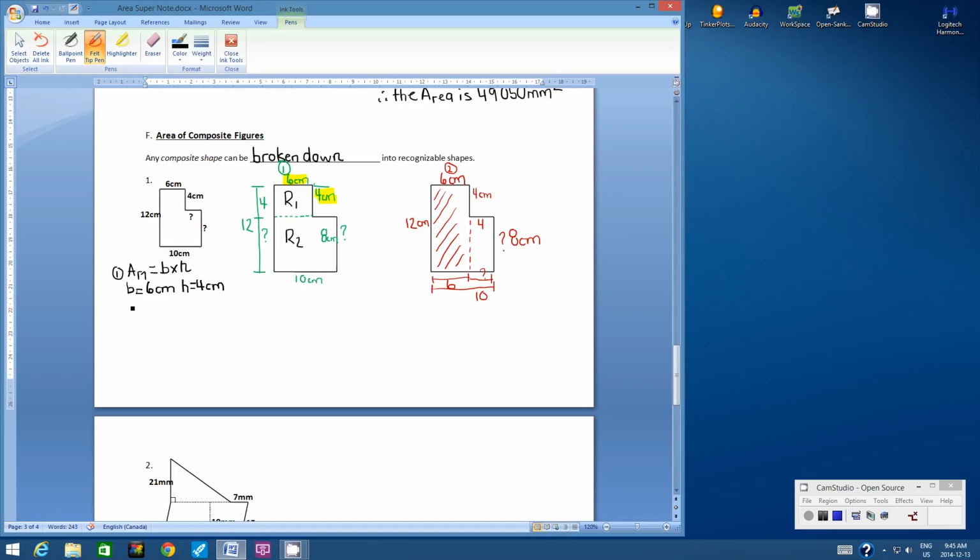Next is our substitution line. Area equals, what's the base? 6, times what's the height? 4. Our answer line: area equals 24 centimeters squared. So that takes care of this area right here.